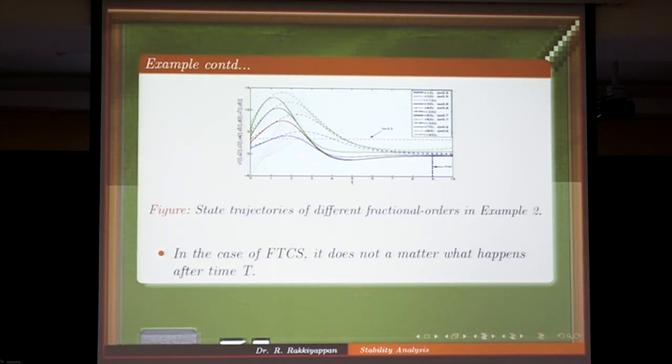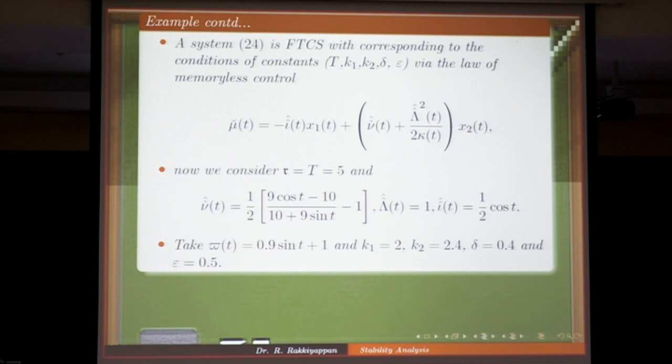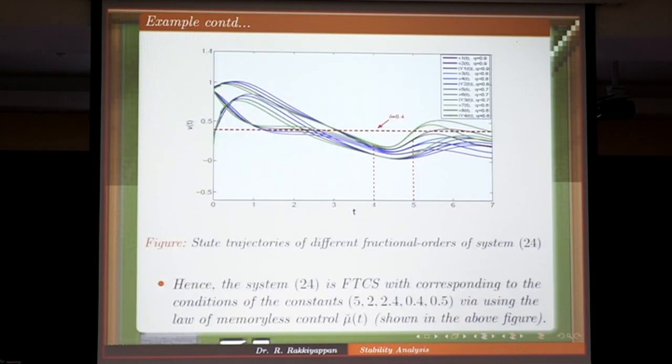In this case, these are the system behavior, or the solution trajectory, for the given system. So it converges in a finite time. Take a time varying fractional order system in 2 dimensions. We solve it with the FTCS conditions. So the solution trajectories are plotted in this figure, for the fixed values 5, 2, 2.4, 0.4 and 0.5.